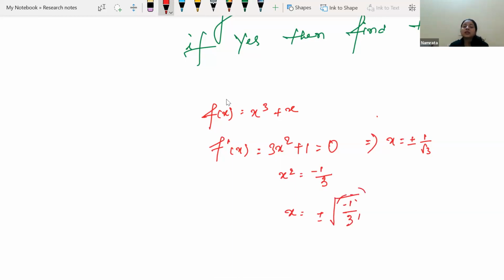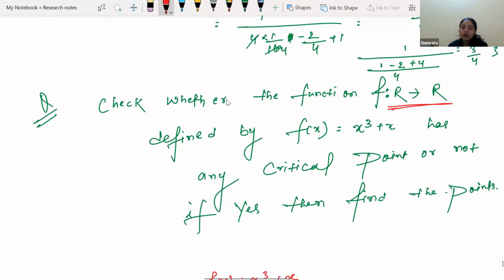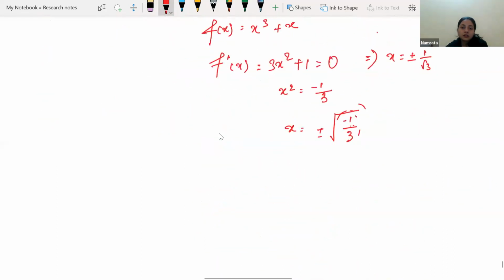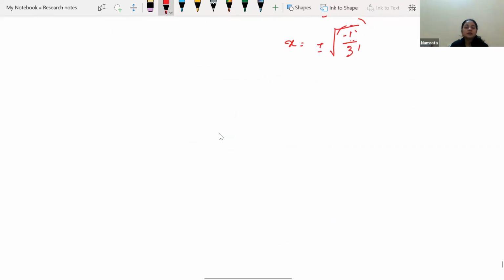And you know negative inside the root is not a real number. It will give an imaginary number, and here the function is defined over R to R, real numbers. So is there any critical point? According to this criteria, does a critical point exist? No, we are not getting a critical point as a real number. It's an imaginary number, hence there is no critical point. Okay, let's move ahead.